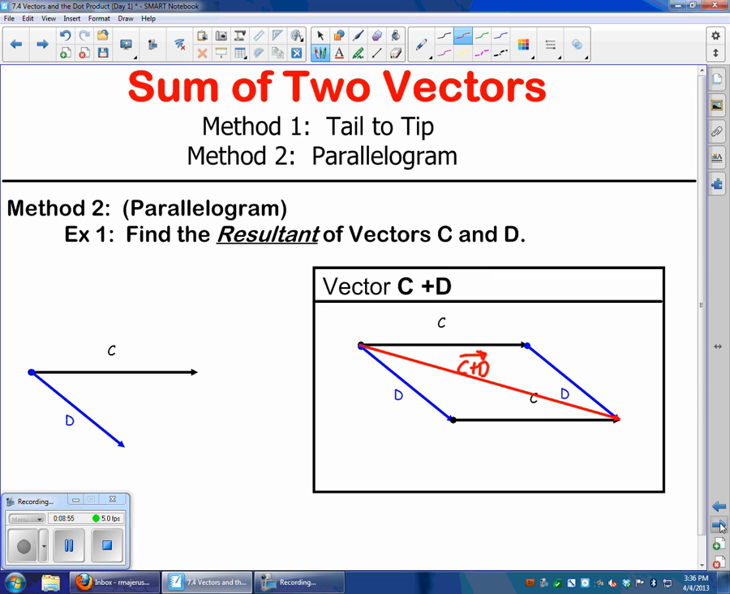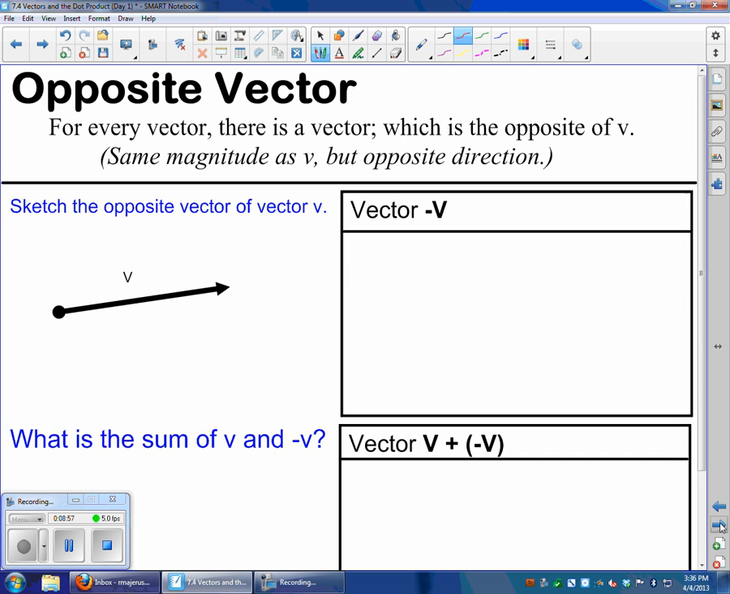So those are our two methods for sums, tail to tip and parallelogram. Now we've got to talk about what an opposite vector is. For every vector, there is another vector that's considered its opposite. All you need to remember there is that they have the same magnitude, but they face the opposite direction.